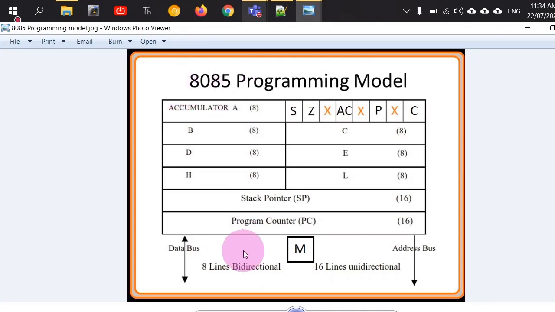8085 happens to be an 8-bit microprocessor primarily because it has got a data bus which is of 8 bits, right? So it is an 8-bit bidirectional line and its accumulator is also of 8 bits. So primarily, since the data bus is of 8 bits, 8085 is an 8-bit microprocessor, and the secondary reason is that the accumulator is of 8 bits.